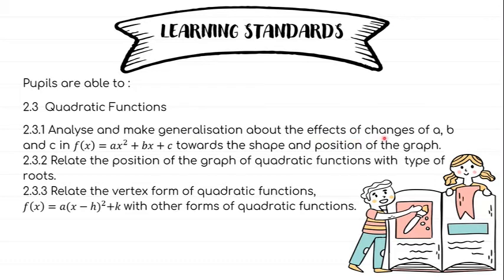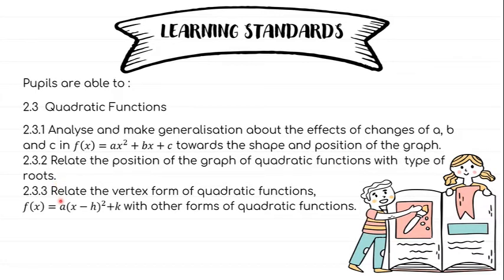about the effect of changes of a, b and c in f(x) = ax squared plus bx plus c. So this is the changes we want to learn about, the changes of a, b and c, towards the shapes and position of the graph. Secondly, you will be able to relate the position of the graph of quadratic functions with type of roots.